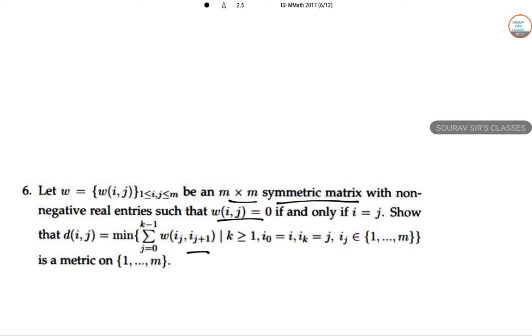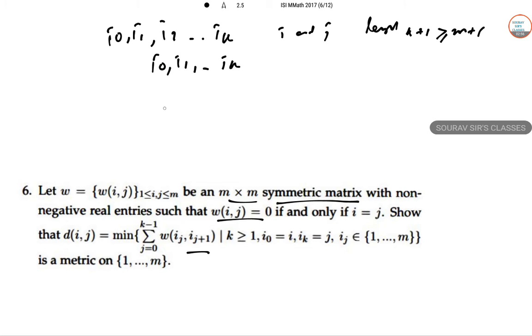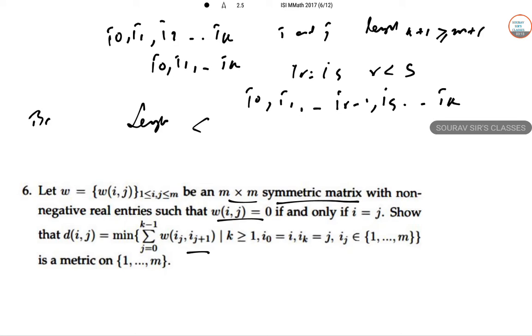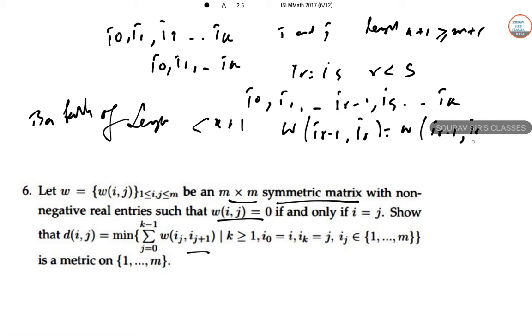First we verify that the minimum is achieved. Consider the path i0, i1, ..., ik between i and j of length k plus 1 greater than or equal to m plus 1. Among the elements i0, i1, ..., ik, there are at least two identical elements, i_r equal to i_s, for r less than s. Then i0, i1, ..., i_r, i_s, ..., ik is a path of length less than k plus 1.